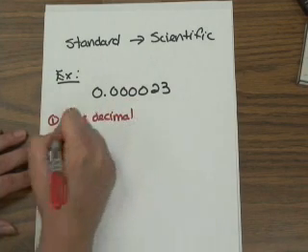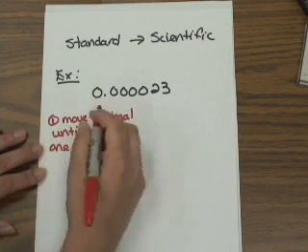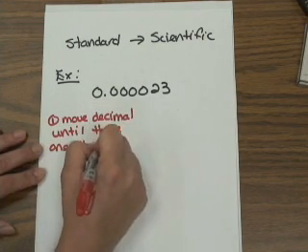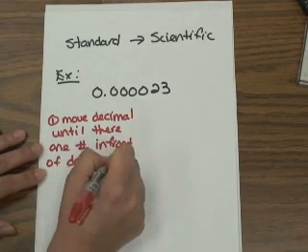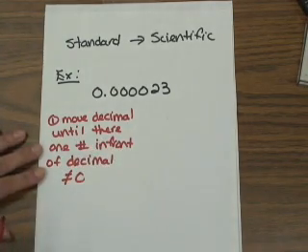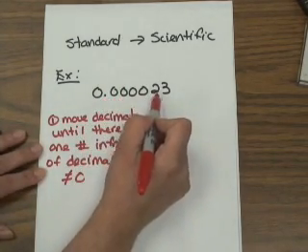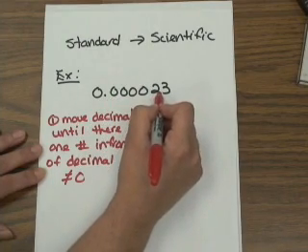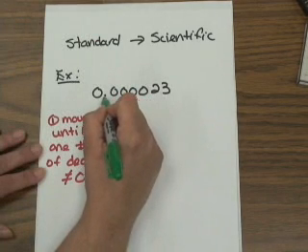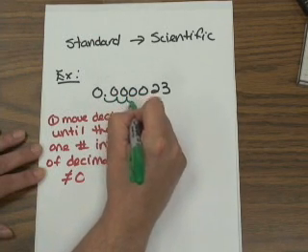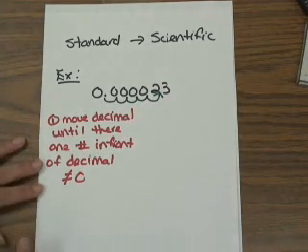as you need to until there's one number in front of the decimal. And that number cannot be 0. Okay? So in this case, if I want to move this decimal until there's one number in front of it, I have to keep moving it until I get 2 in front of the decimal. So let's see how many places that is. From here to here is 1, 2, 3, 4, 5 places. So I need to move my decimal 5 places.